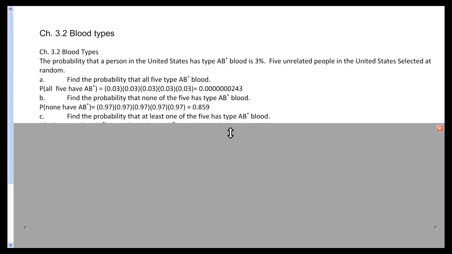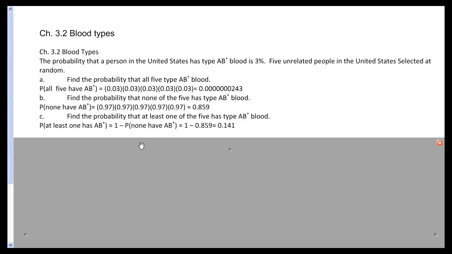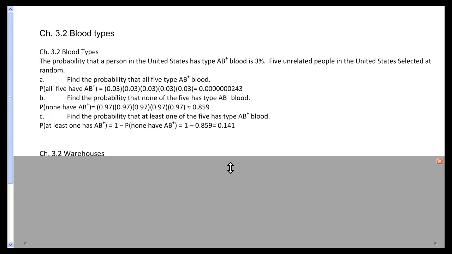The third question says, find the probability that at least one of the 5 has type AB positive blood. And remember from the last example, you always say 1 minus the probability that none of it is going to happen. So if this is the probability that none of the 5 have type AB blood, then I'm going to say 1 minus 0.859, and I'm going to get 0.141 as my probability.